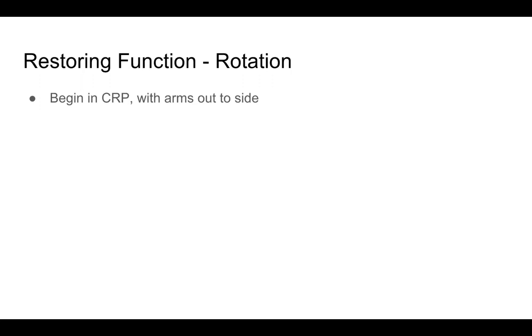Now we'll begin in CRP once again, this time with the arms out to the side. And what we're going to do here at the start is let the head roll to the left and let your head roll to the right. Keep it almost a lazy movement here. There's no need to force a rotation. You can almost let your head slosh to one side and the other, as if it were full of water. And in fact, we know that it is.